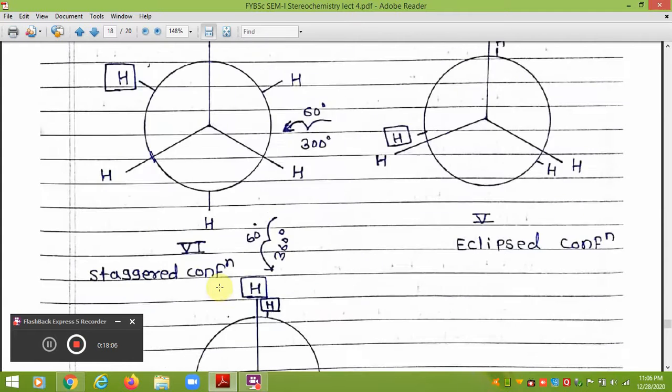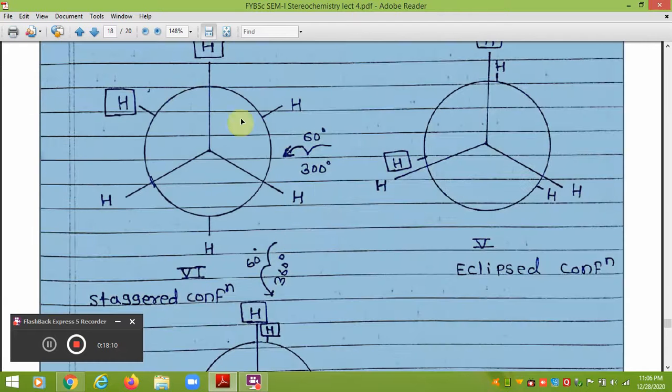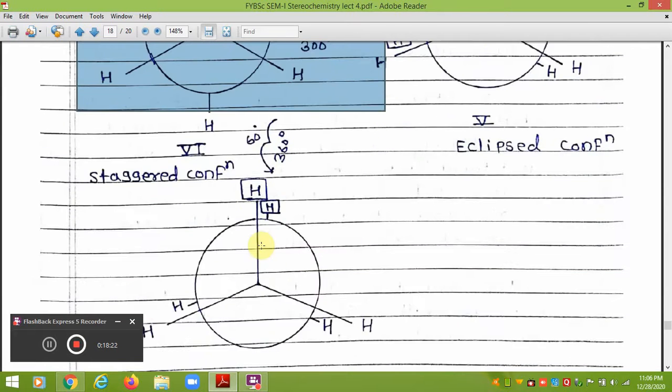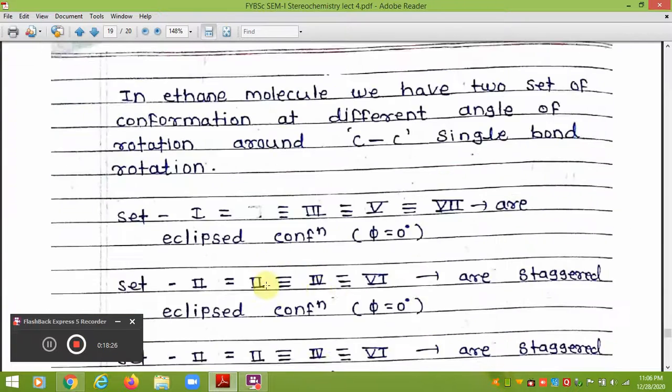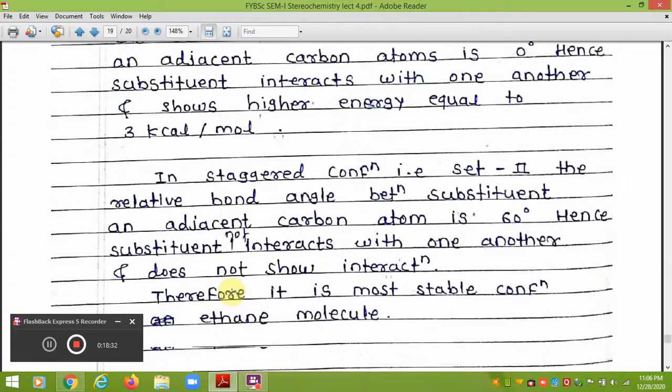The total energy of this conformation will be 3 kilocalories per mole. But in any staggered conformation, the relative angle between the two substituents on adjacent carbons is 60 degrees. So these substituents are far away from each other and do not interact, and the total energy of the staggered conformation will be 0 kilocalories per mole. Therefore structures number 2, 4 and 6 are staggered conformations. Their energy will be 0.